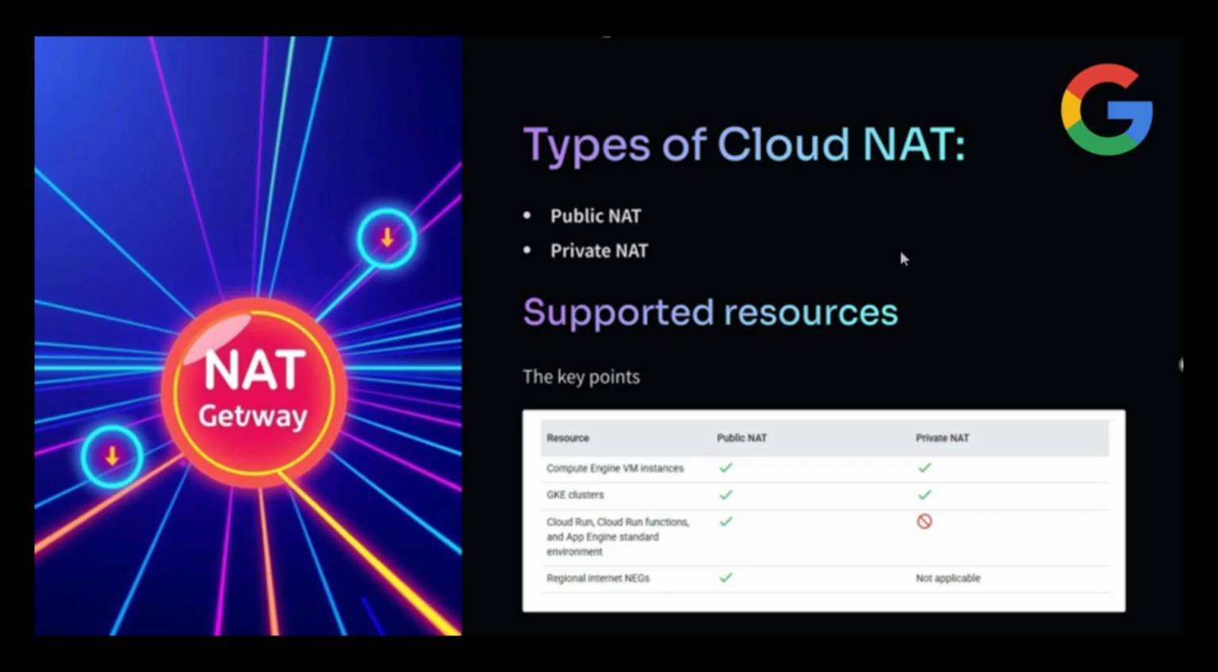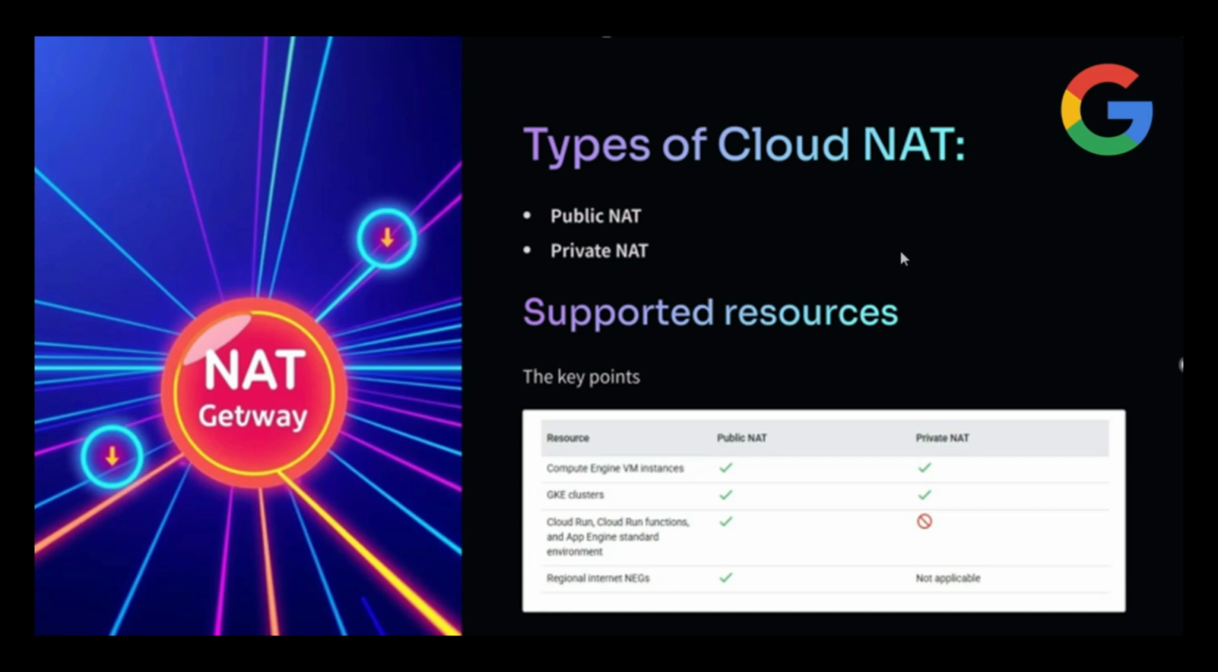Types of Cloud NAT. These types of NAT help you manage the network traffic effectively while enhancing security and reducing the cost associated with public IP addresses. The first one is public NAT. The main purpose is allowing instances without an external IP address to access the internet. The second one is private NAT. The main purpose is, within the same VPC network, each instance communicates with each other using private IP addresses, without the need for an external IP address also.